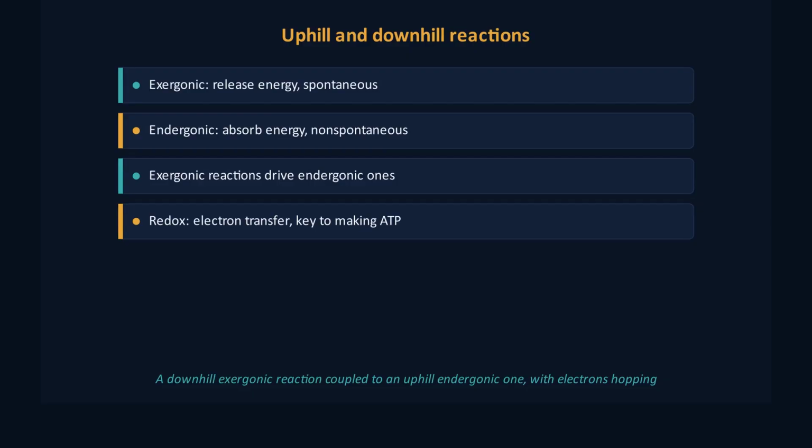One important family of energy-releasing reactions deserves a special mention, redox reactions. These involve the transfer of electrons from one molecule to another, and that electron transfer is essential for producing the cell's energy currency, ATP. So the cell is constantly pairing reactions that give with reactions that take, and electron transfers sit right at the heart of how it harvests energy.